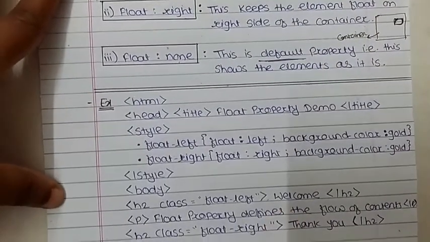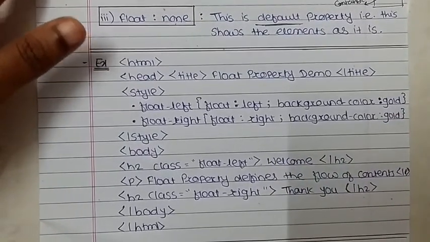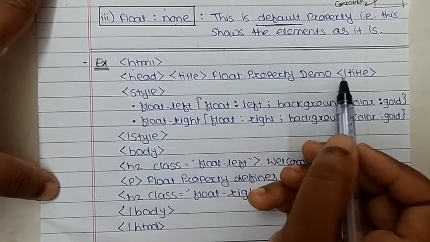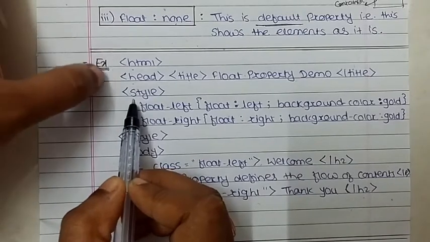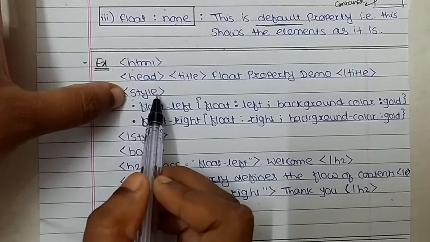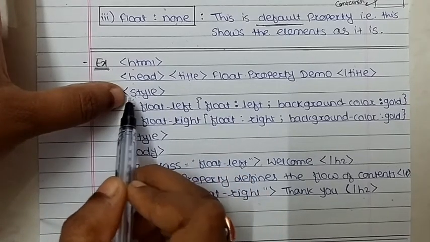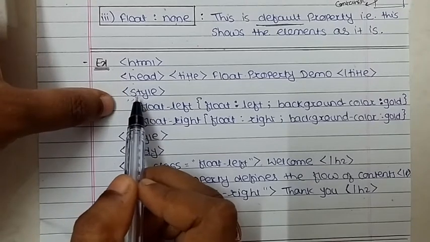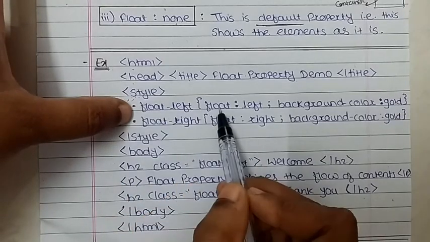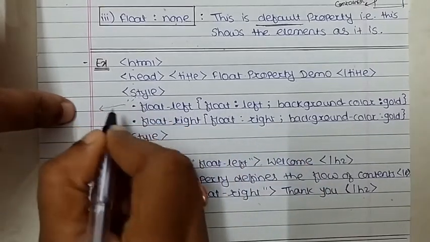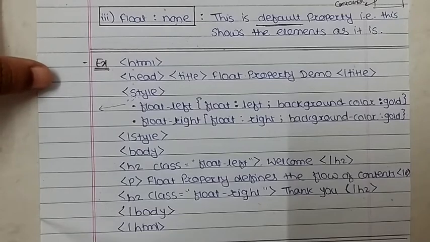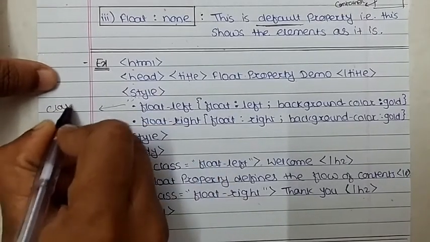So this is your example. HTML, then head, then title, float property demo, title close, then open your style tag. The float property is written in the style tag or it is also written in a .css file. So we can use the float property in the style tag here. So dot float left. Then this is which type of CSS? Yes, it is the class selector.